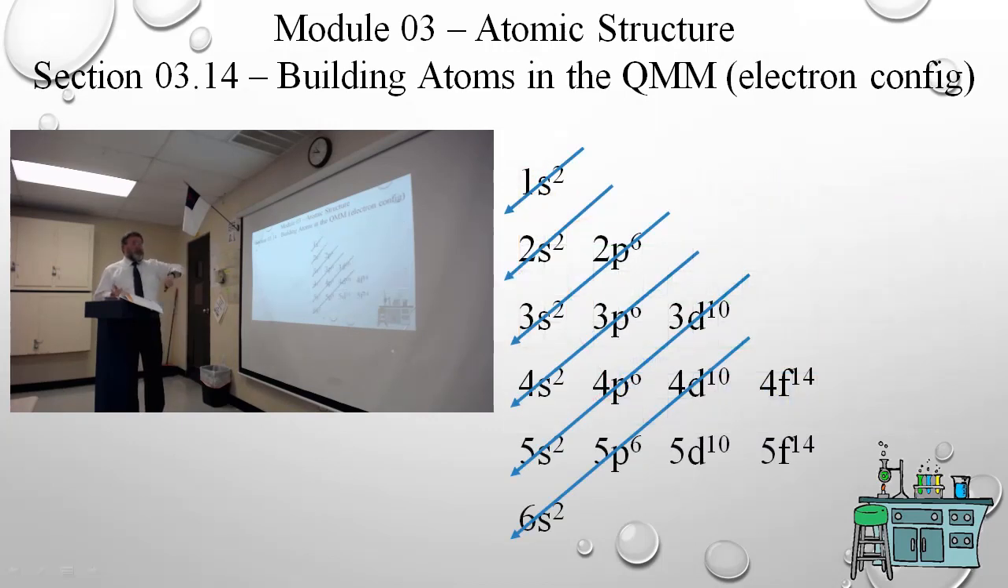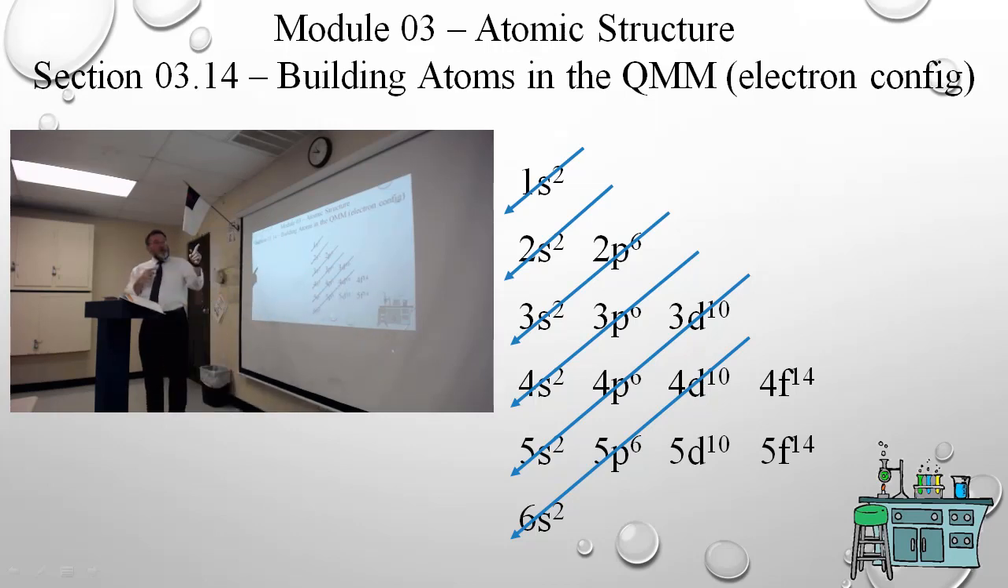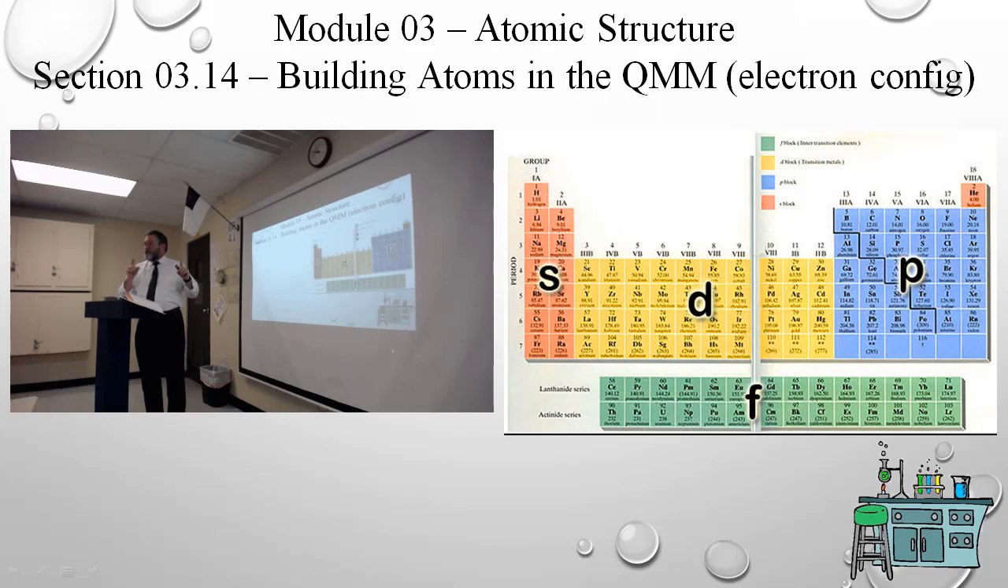So notice from here that we've got the slant diagram. I mentioned before that it goes S's, P's, then the 4s fills before the 3d, then the 4p, then the 5s, then the 4d, like that. It kind of jumps all over the place. If we go to the periodic table, look what happens.